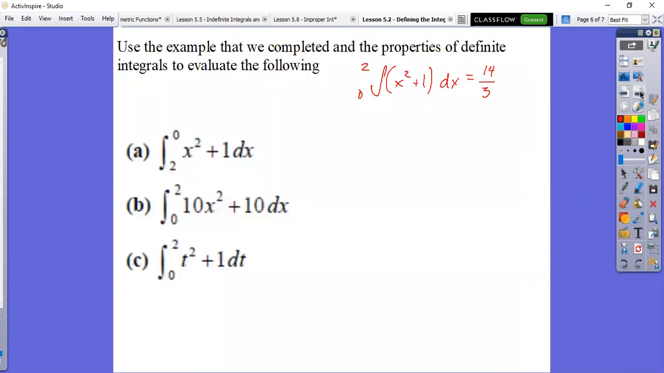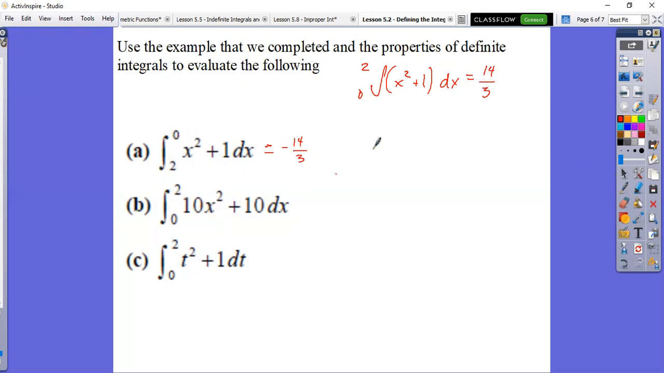And we're going to use a few of them to show how a few of these properties work. All right, so we just found out the integral from 0 to 2 of x squared plus 1 dx was 14/3. So we're going to take that and look at these three things. So this first one, I notice I switch the bounds, which means I'm going to change the sign of the integral. So then this is going to be negative 14/3. All right, that's one of the properties. If I switch the bounds, I switch the sign of the solution to the integral.